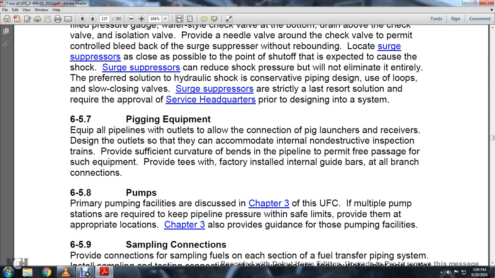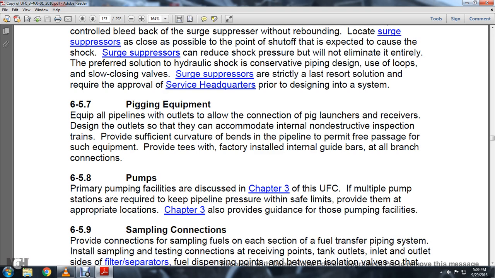6.5.7 Pigging equipment. Equip all pipelines with outlets to allow the connection of pig launchers and receivers, with the design of the outlets able to accommodate internal non-destructive inspection equipment. Provide sufficient curvature in the bends of the pipeline to permit the free passage of such equipment, provided with T's and factory-installed internal guide bars at all branch connections.